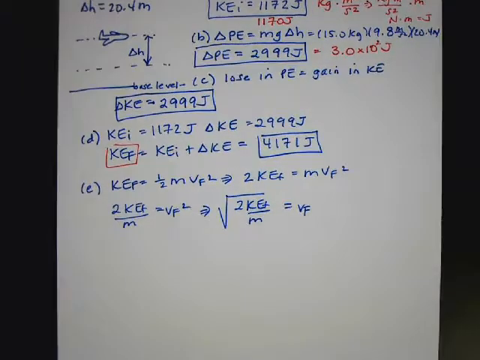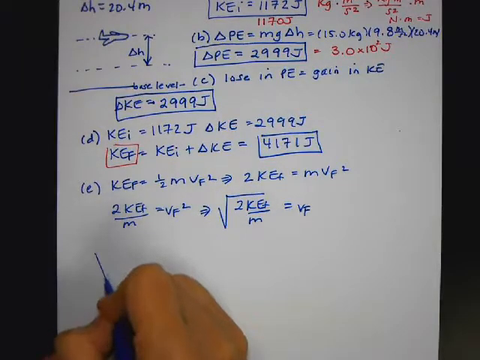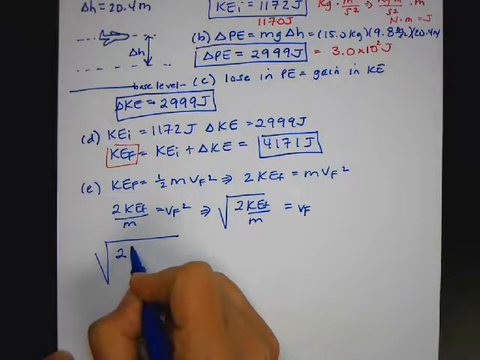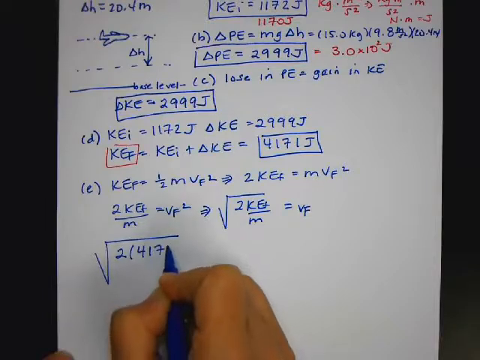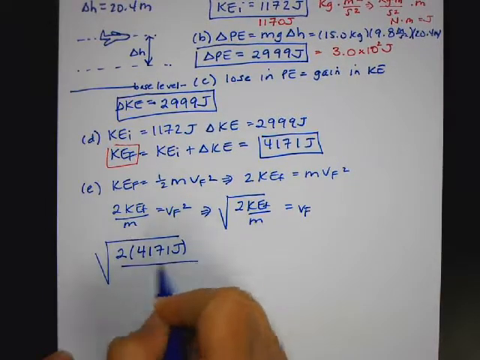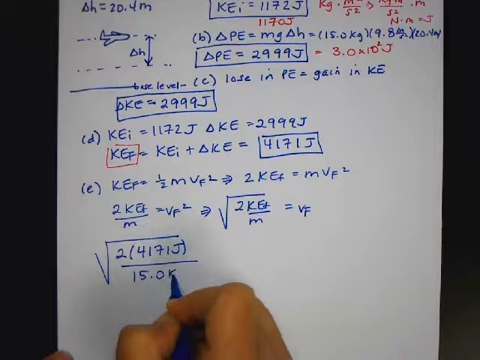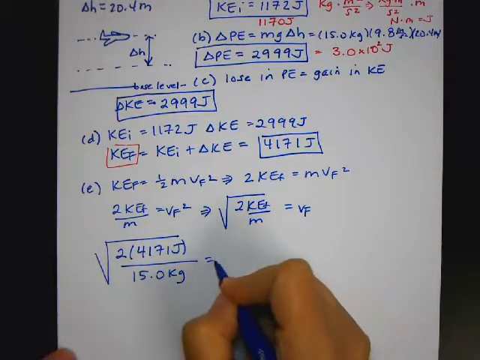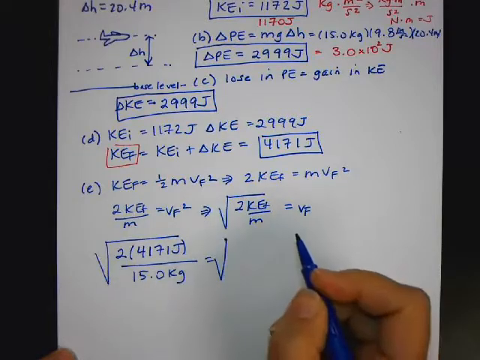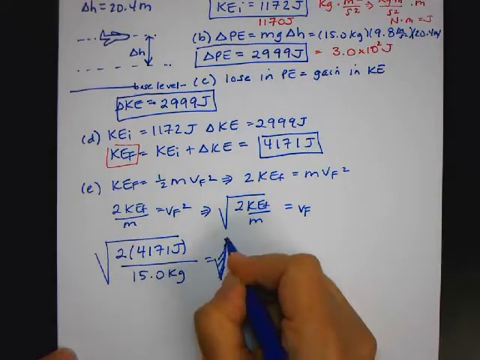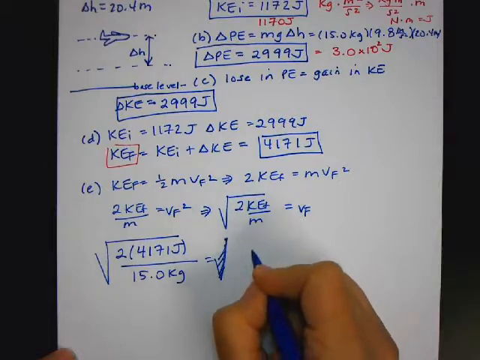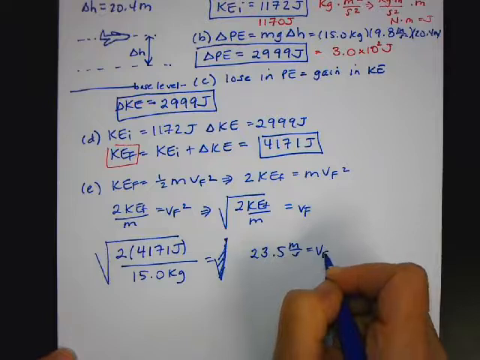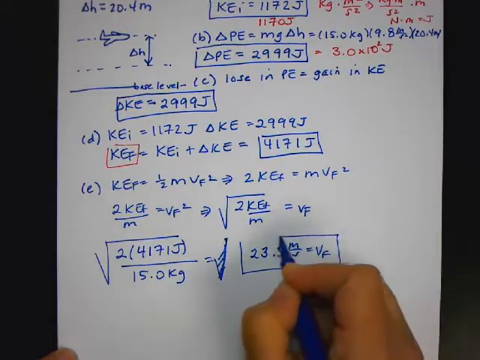So now I'll go ahead and substitute in my values. So the square root of 2 times 4171 joules divided by 15 kilograms. So the answer comes out to be 23.5 meters per second. But remember, in physics, we have a foolproof way to check our work.